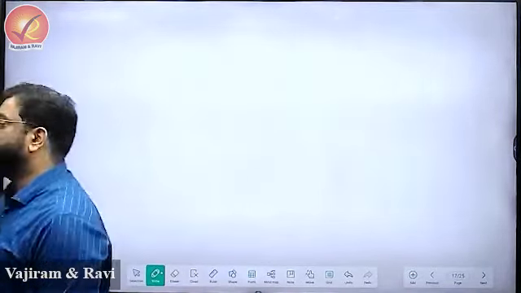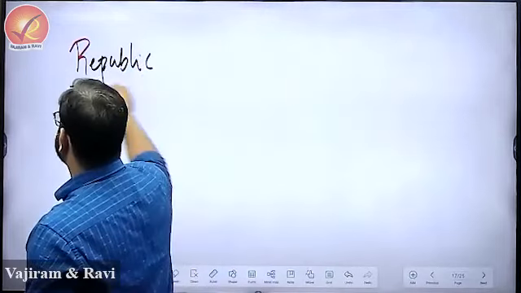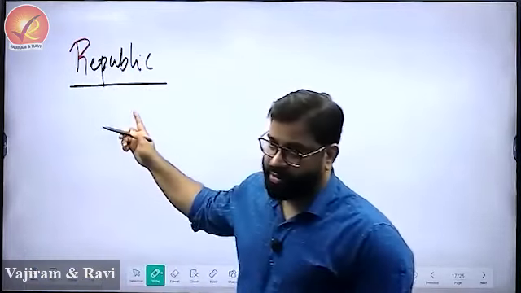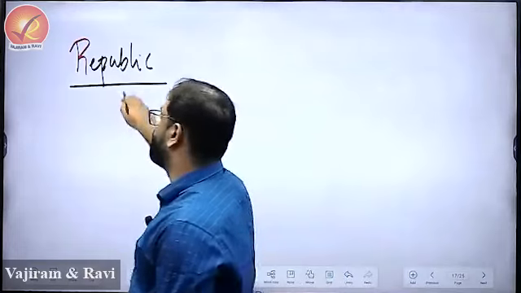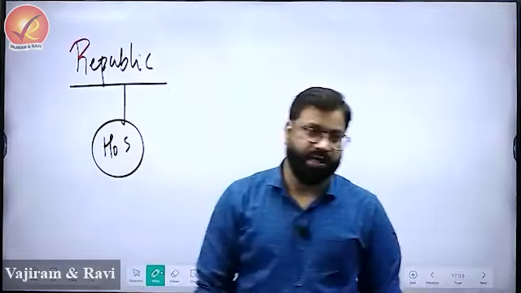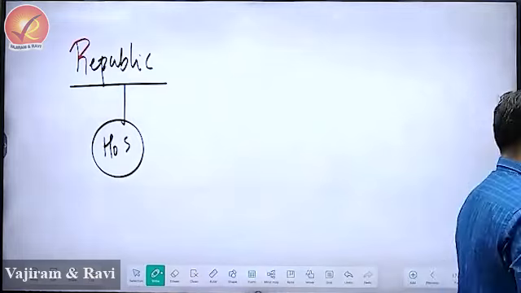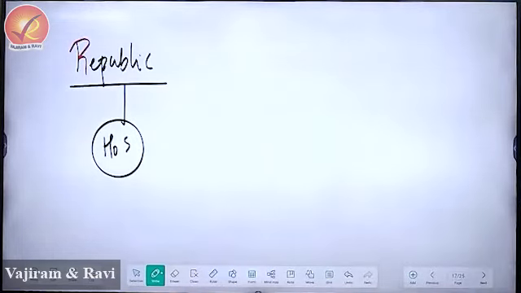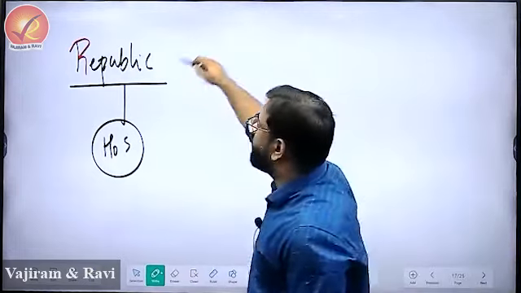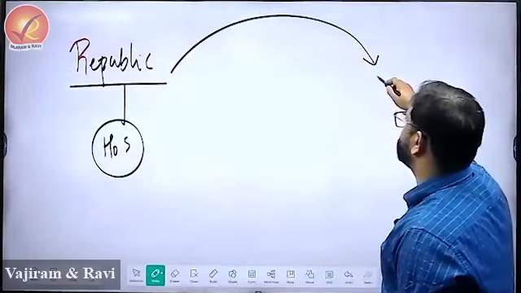The last of the ideals is that of republic. Republic as a term has everything to do with how the head of the state is appointed in a country. How the head of the state in a country is appointed defines whether a country is a republic or not. To understand what is a republic, let's look at something which is exactly opposite of republic, which is a monarchy.